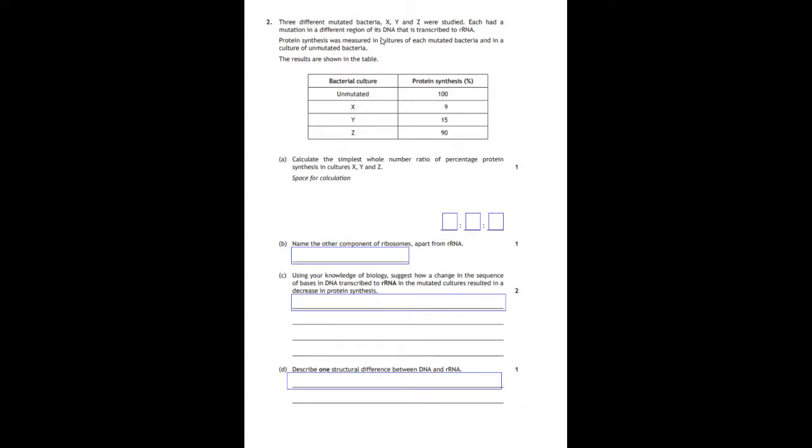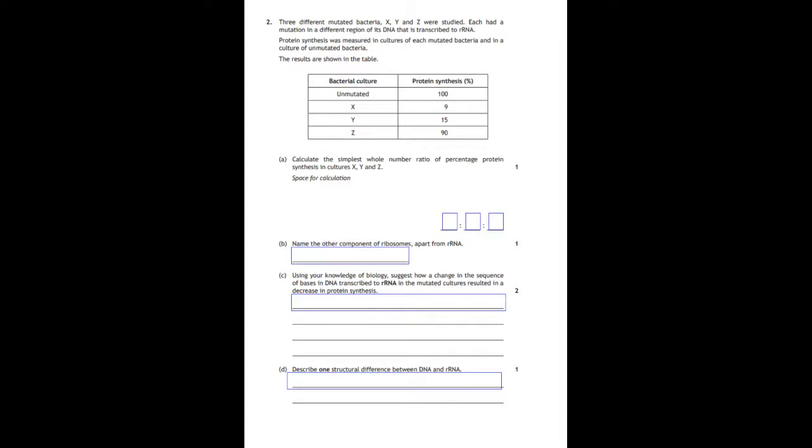We looked at some different mutated bacteria. Each has a mutation in a different region of its DNA, which is transcribed to RNA. We looked at different cultures of the mutated bacteria. Calculate the simplest whole number ratio of the percentage protein in X, Y, and Z. So X is 9, so write 9 here for a second, or above, because it's not the final answer. So 9, 15, and 90. If you divide all those by 3, you get 3, 5, and 30, which is the lowest you can make that go. So 3, 5, and 30 is the final correct answer.